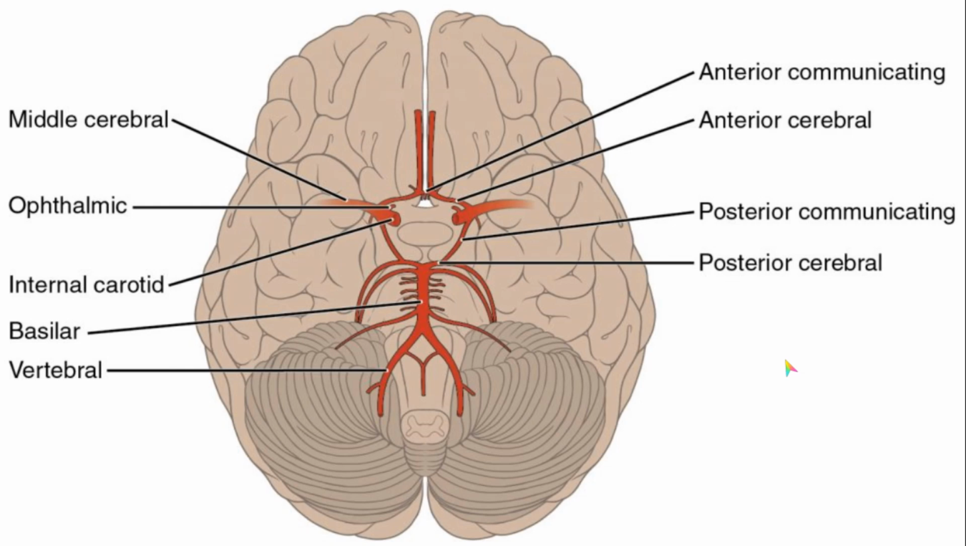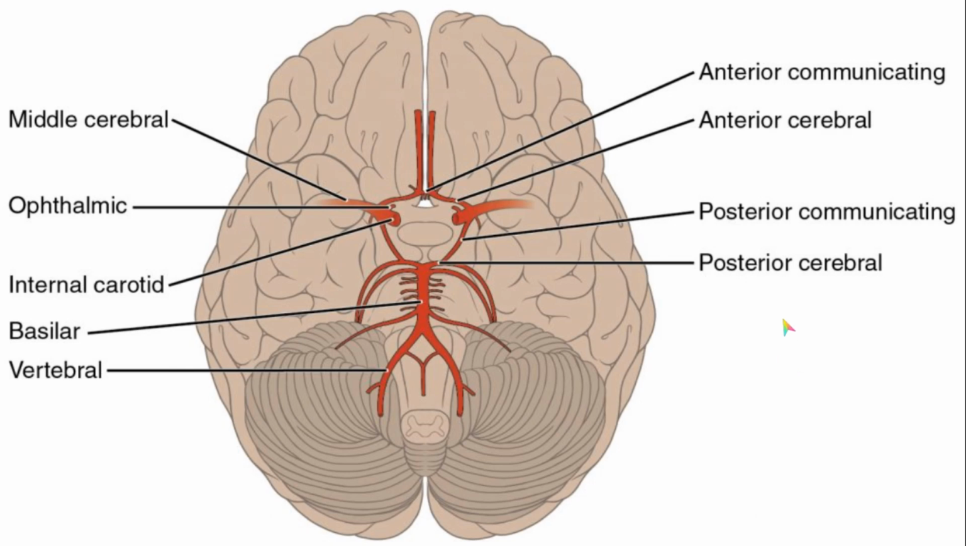Welcome to Medico Stuff. Today we'll learn about the arterial supply of the brain and the spinal cord in lecture 2. In lecture 1, in the previous video, I told you about the main arterial branches and their blood supply to specific areas. You can see that video in the description.